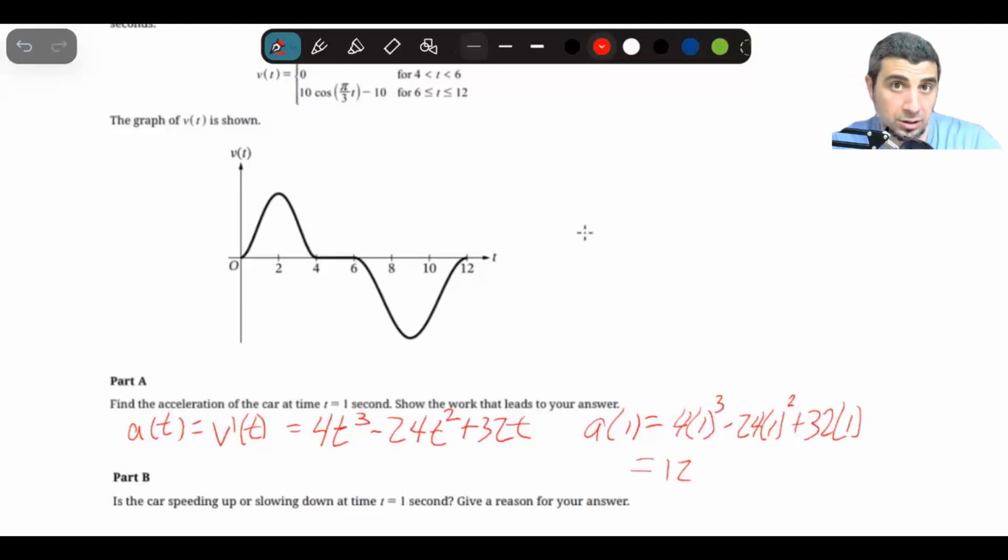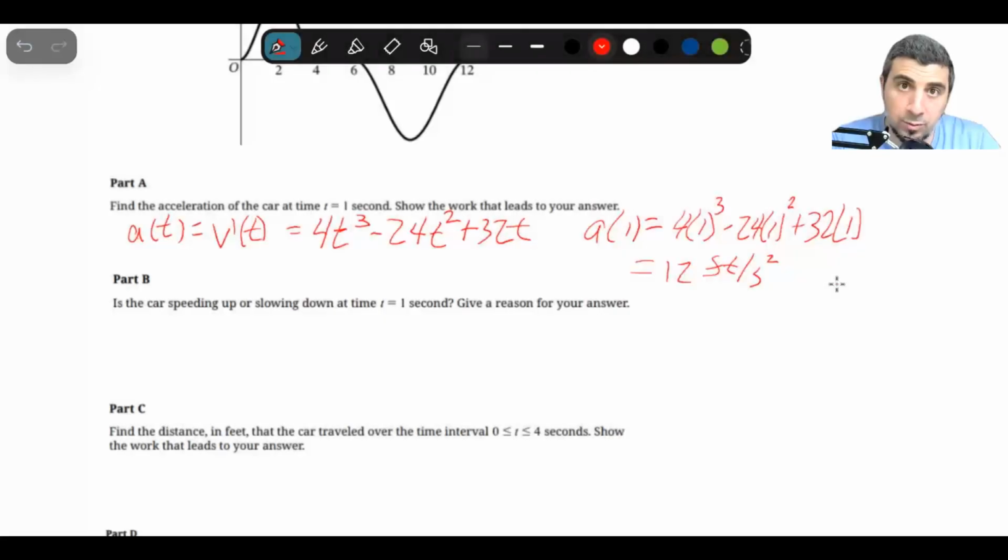And since there are units in this problem, I recommend putting the units on your answer. Since the units for velocity are feet per second, the units for acceleration are going to be feet per second squared. Even though we don't have the scoring rubric at the time of this recording, typically problems like this, you're going to be awarded 2 points, 1 point for the correct derivative and 1 point for evaluating it correctly. Let's move on to part B.